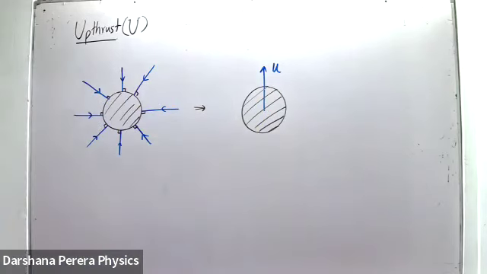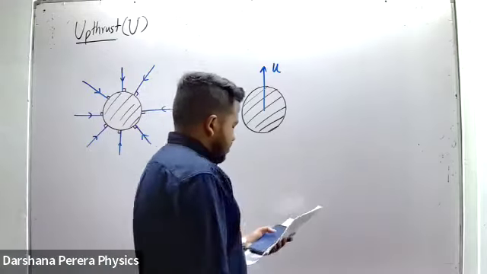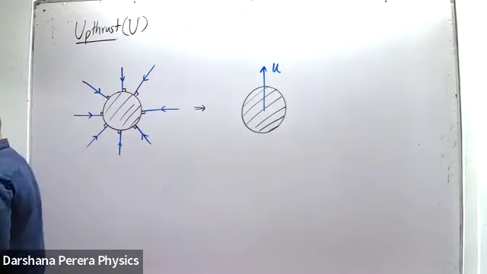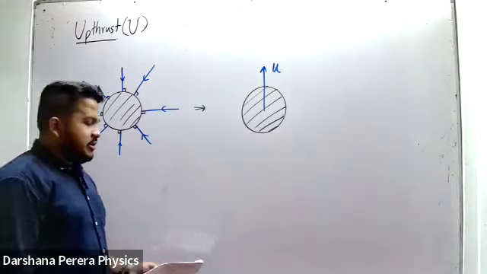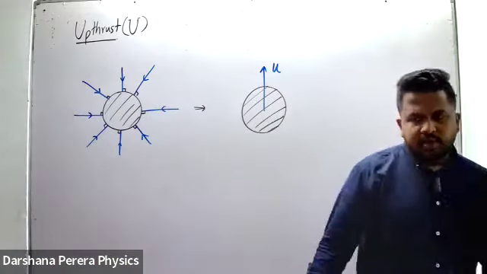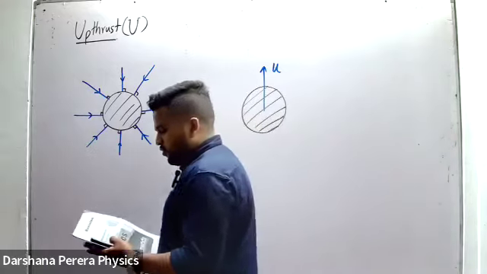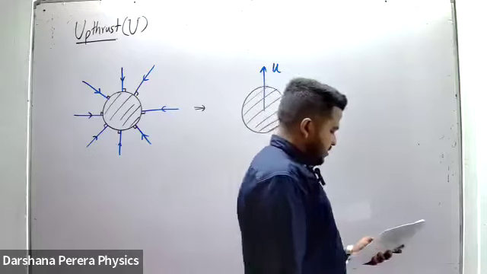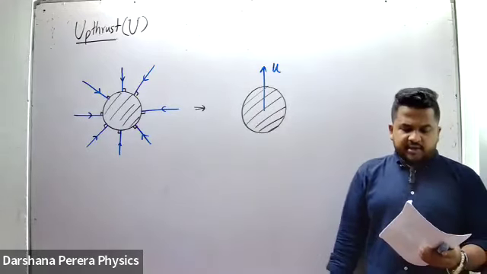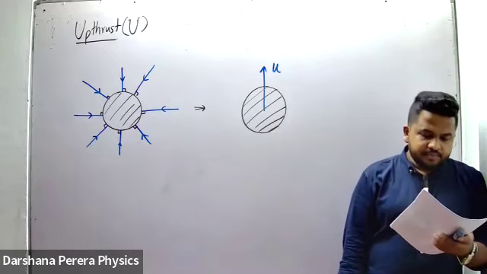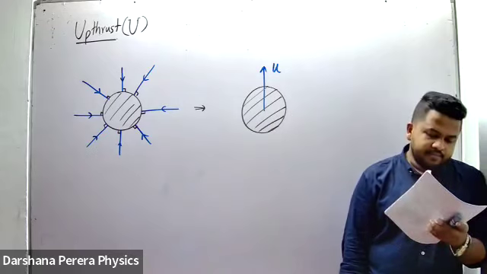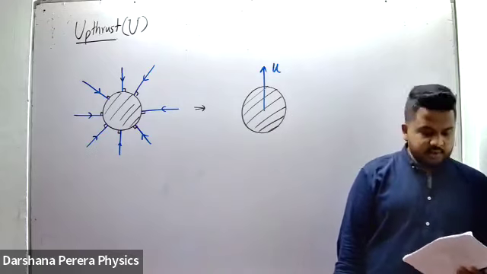Okay, write down. According to Newton's third law, when the fluid exerts an upward thrust on the object, the object exerts a vertically downward force in the fluid, which is called the downward thrust.